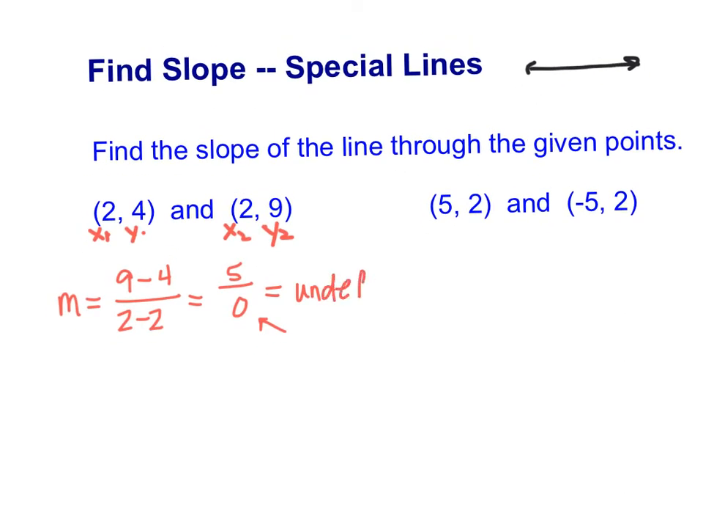If you did type it in, you would get an error message. It actually would say domain error, because in math you can never divide by 0. So it is an undefined slope. And then just a reminder, what does that look like? Those are your vertical lines.